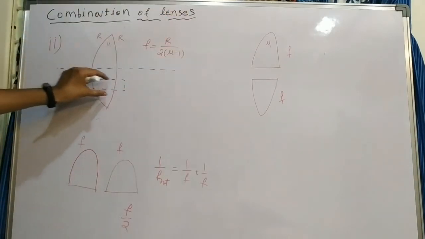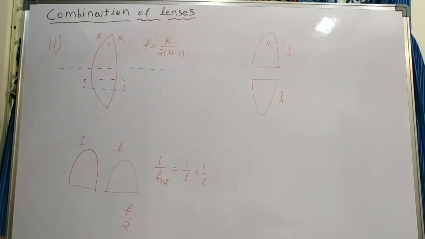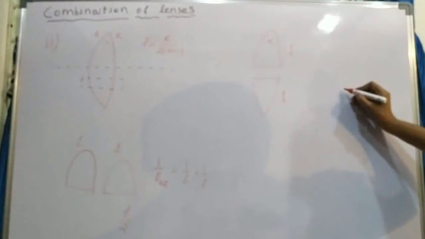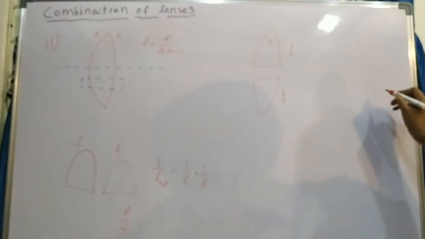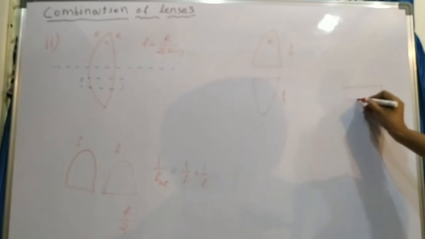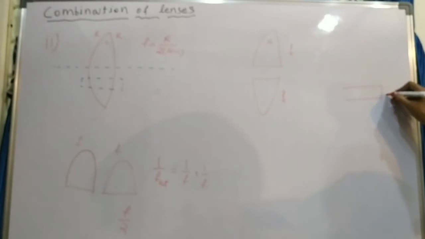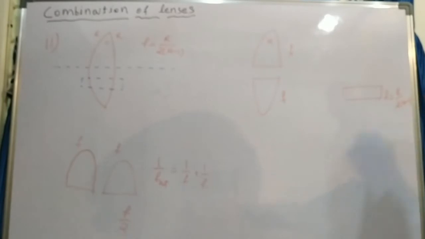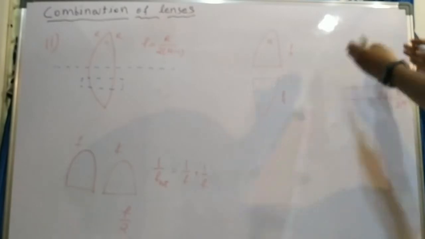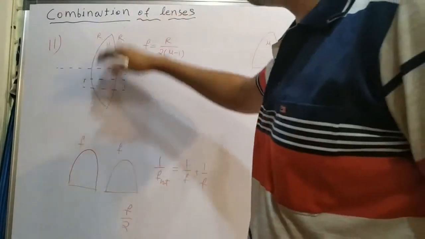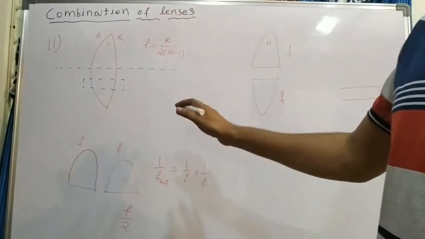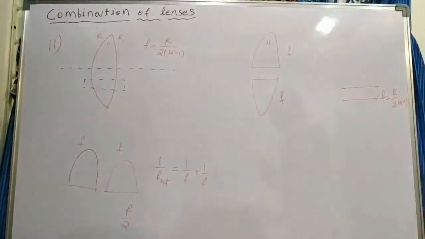Not only this, you can take a small portion. Suppose you take this part outside, I draw here a small portion of the lens. What is the focal length? There is no change in focal length. It will be same as F, that is R by 2 into mu minus 1 only. Because mu is same, medium same, and curvature is also same. Only the aperture, this vertical height, what we call aperture, decreases, but there is no change in focal length.